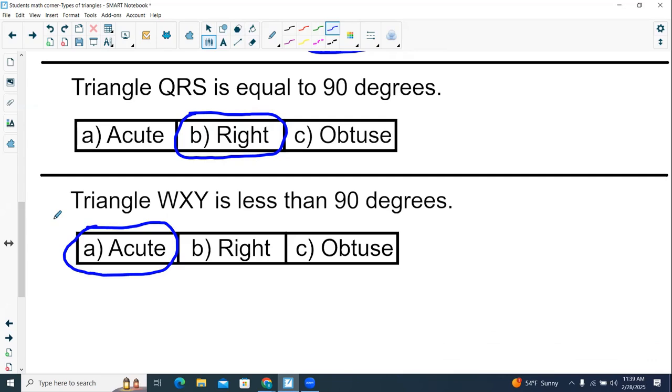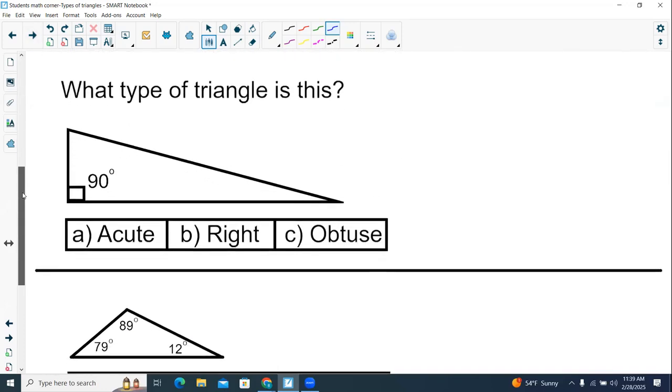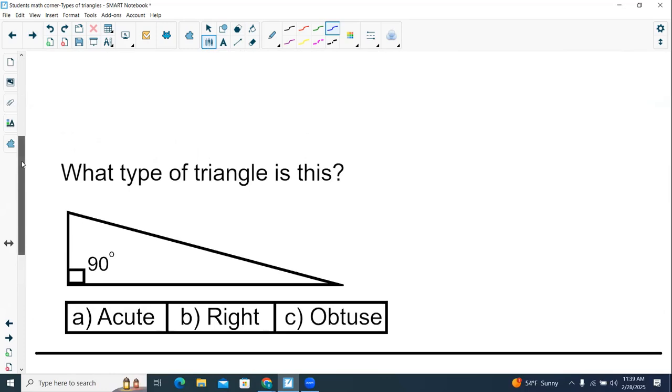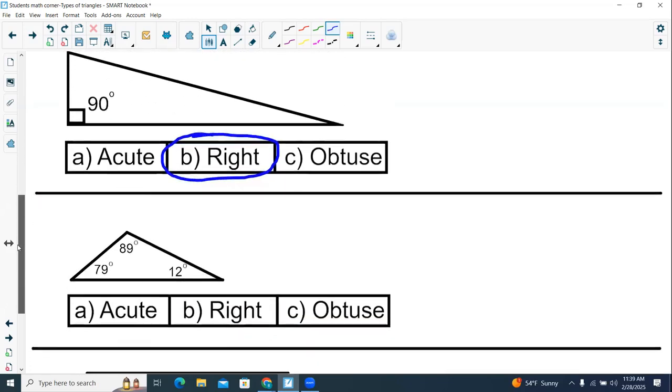Now, being able to identify them in a word problem is pretty easy, but what if you had to identify them from a picture? So here's our first picture. What type of triangle is this? If you said a right triangle, you are correct, because even though we don't know what the degrees of these angles are, we do know that this angle is 90 degrees, and right triangles have a 90-degree angle. Good job.